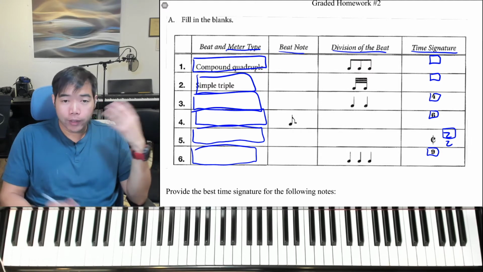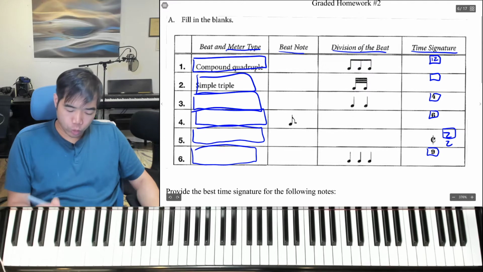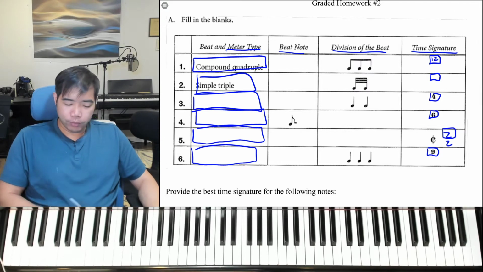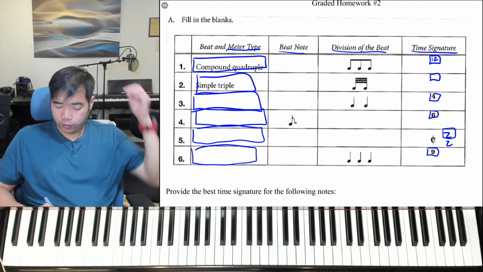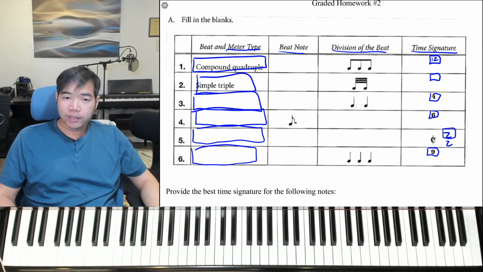Compound quadruple, well, that's going to be 12, right? Because 12 divided by 3 is 4. Simple triple, you can figure that out. That's how it goes. Now, next piece of information.